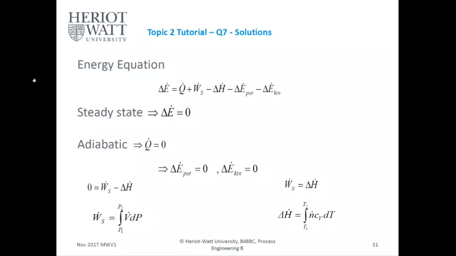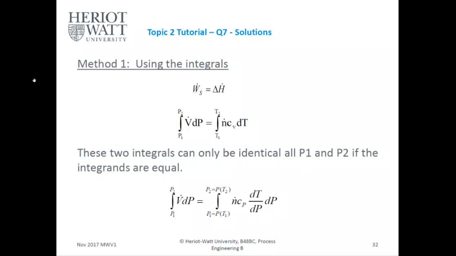Now, the shaft work equals the integral of volumetric flow multiplied by the change in pressure, from P1 to P2, and the change in enthalpy is the integral of molar flow rate multiplied by the heat capacity with respect to change in temperature between T1 and T2. Really difficult reading an equation. So using the first method, we know that we can set these two equations equal to each other.